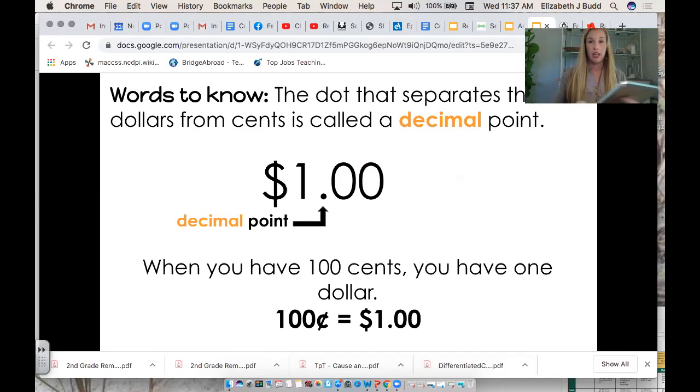Now, when we're writing dollars and cents together, we don't need to include the cent sign. We just need to include the dollar sign, our dollar amount, and then we include this little dot. Now, as you see on your screen, this little dot is called a decimal point. And the decimal point is what separates the dollars from the cents. Okay, so let's say we have $1.52. We would write it like this. I have $1, and then everything to the right of the decimal is my cents, or 52 cents.